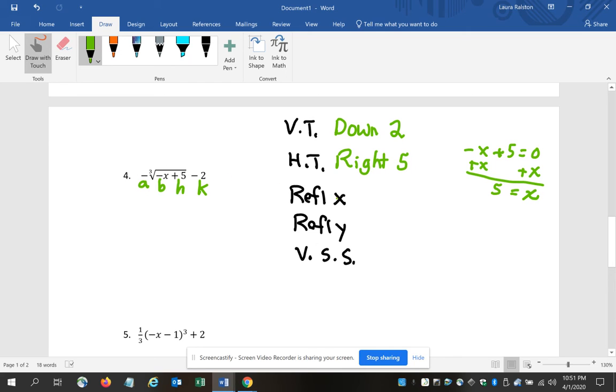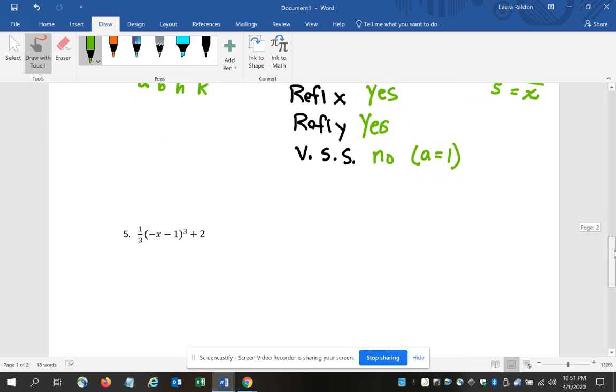a is negative, so there is a reflection on x. b is negative, so there is a reflection on y. And a is 1, so there's no vertical stretch or compression since the absolute value of a is 1. There's not a number. It's not 2 or 1/3 or whatever.